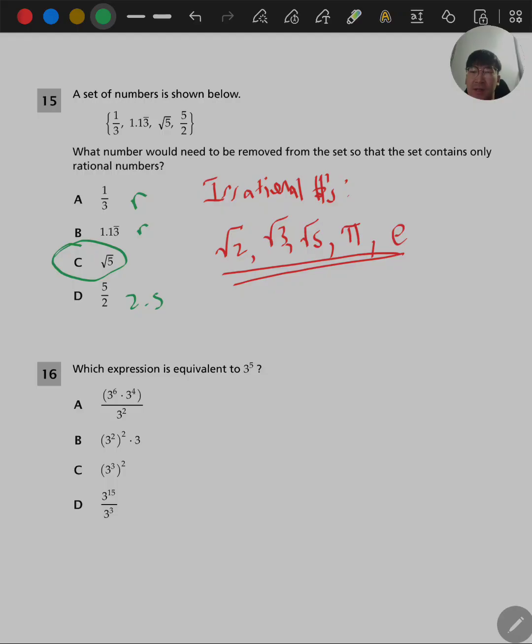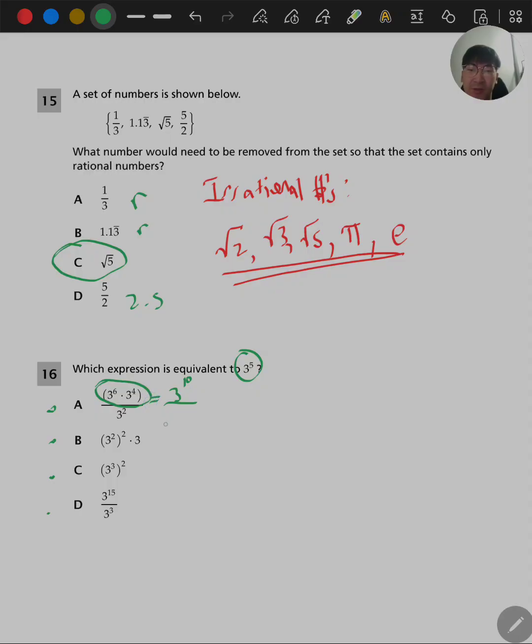All right, 16. Which expression is equivalent to 3 to the power 5? So this is testing your laws of exponents knowledge, okay? So you have to check each of these, do the laws of exponents and possibly some PEMDAS to find out which one is 3 to the 5th. Okay, so for A, PEMDAS, you have to do the numerator. So 3 to the 6 times 3 to the 4, so that means you are using the product rule. Same bases, both 3, so you just got to add the exponents. So 6 plus 4 is 10, so the top is 3 to the 10.